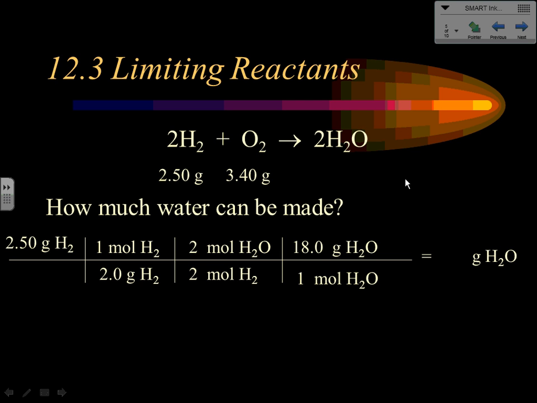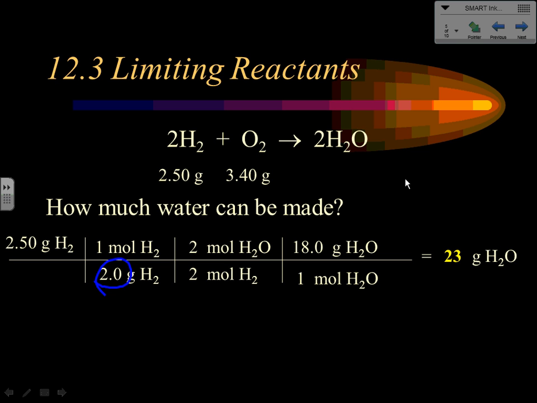So when I plug my numbers in my calculator, 2.5 times 2 times 18 divided by 2.0 divided by 2, hit equal. And notice I'm going to round to 2 sig figs here because I've got 2.0 grams there, and that's only got 2 sig figs. 2.50 had 3, 18.0 had 3, and all the rest of the numbers were exact, so they're unlimited. So I've got 2 as the least.